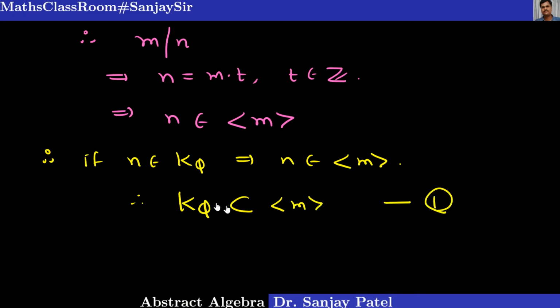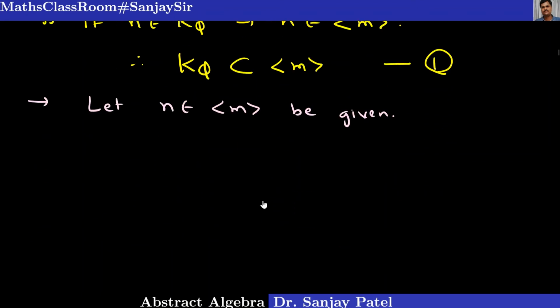Now to prove the reverse inclusion, let us consider some element from the right hand side. So let us start with something, say n belongs to the ideal generated by m, be arbitrary. This is any given element. If n belongs to this set, then by definition of this set, you know what is it? It is the set of all k into m, where k belongs to Z.